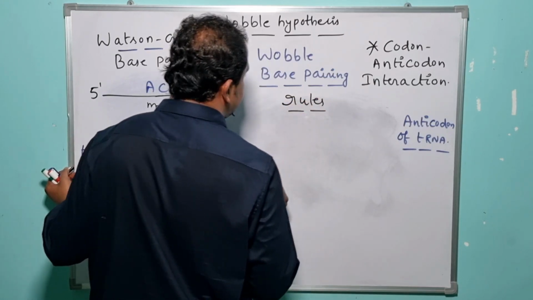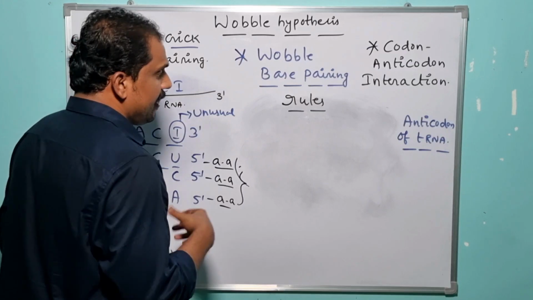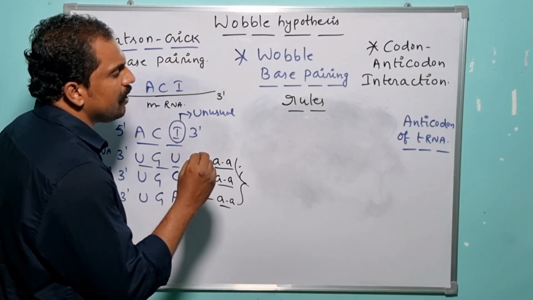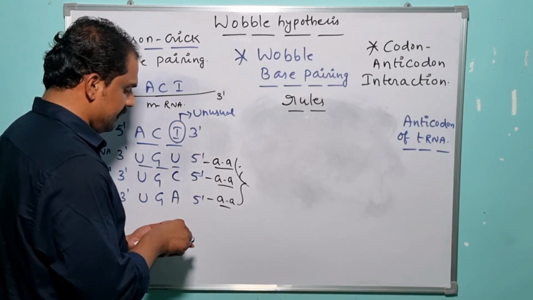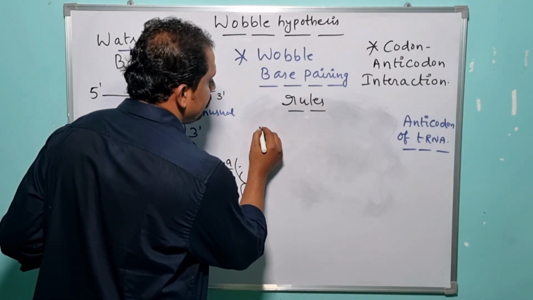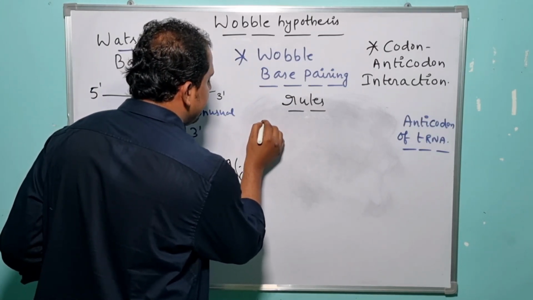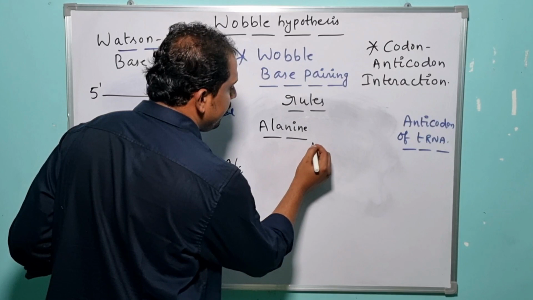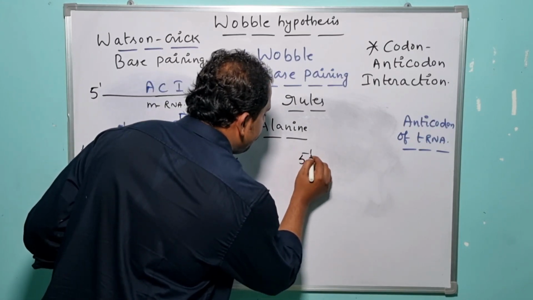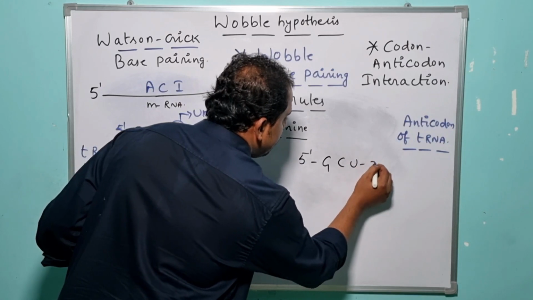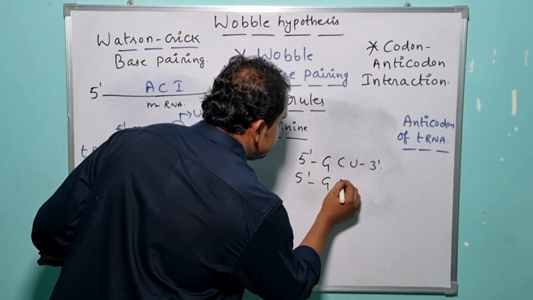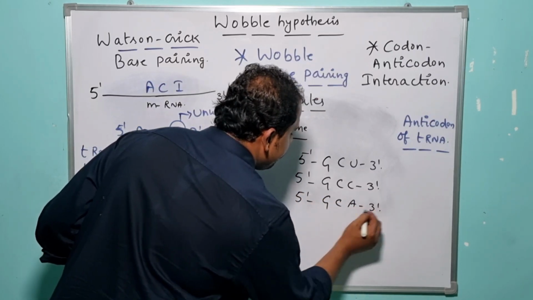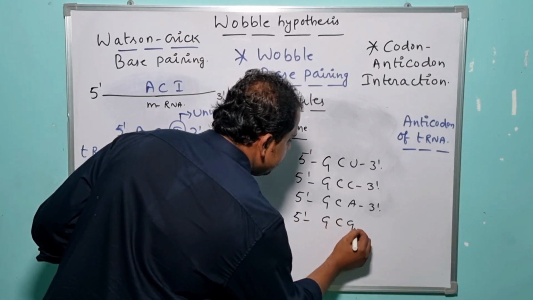So according to wobble base pairing, when an amino acid is encoded by more than one codon, the variation always relies only at the 3' end but not at the 5' end. So let me present it here. Let us assume one specific amino acid known as alanine, right? Alanine is the amino acid which is encoded by various codons like 5' GCU 3', 5' GCC 3', 5' GCA 3' and 5' GCG 3'.